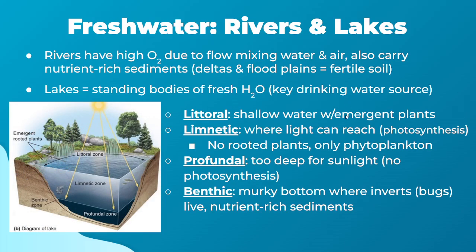So one of our aquatic biomes we have to talk about is rivers and lakes. Rivers are going to have very high oxygen content due to the movement of that water, and rivers also have the ability to carry nutrient-rich material. Think either sediment that gets in that might have nutrients from the soil within it, as well as the movement of decomposing matter as well, which can contribute to nutrient availability.